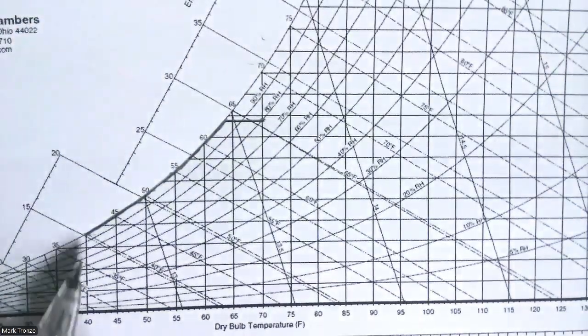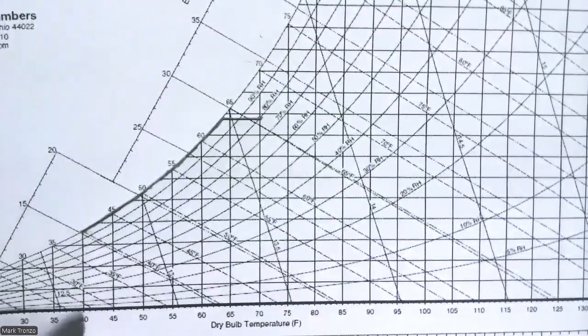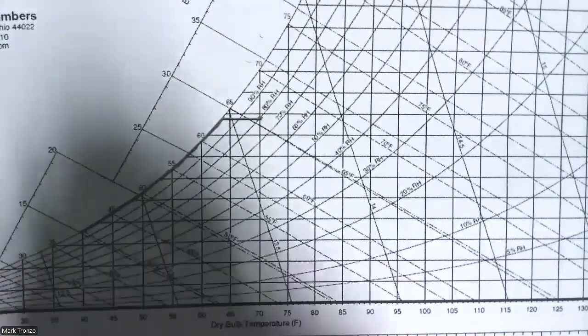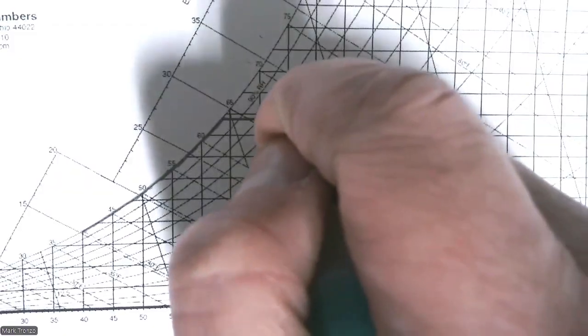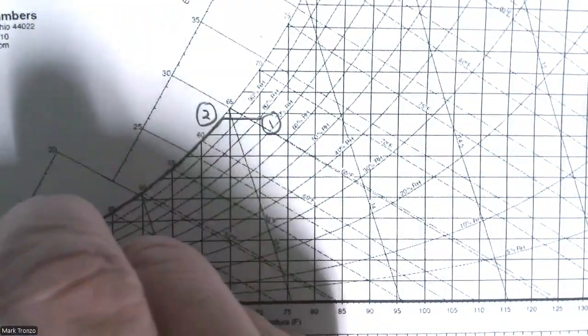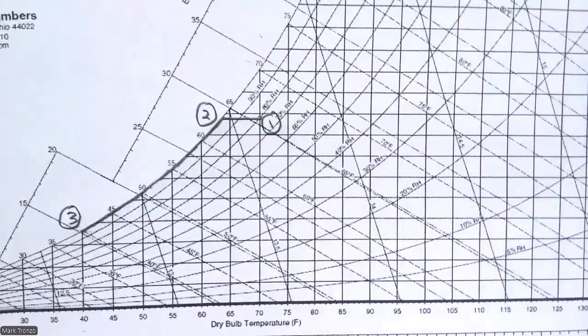We're cooling all the way down to 40 degrees, which is this line right here. It doesn't seem to be marked up here, but you can see that's 40. So this here is going to be our state one. This is state two, where it starts hitting the saturation line. Then state three is when the final cooling is done.